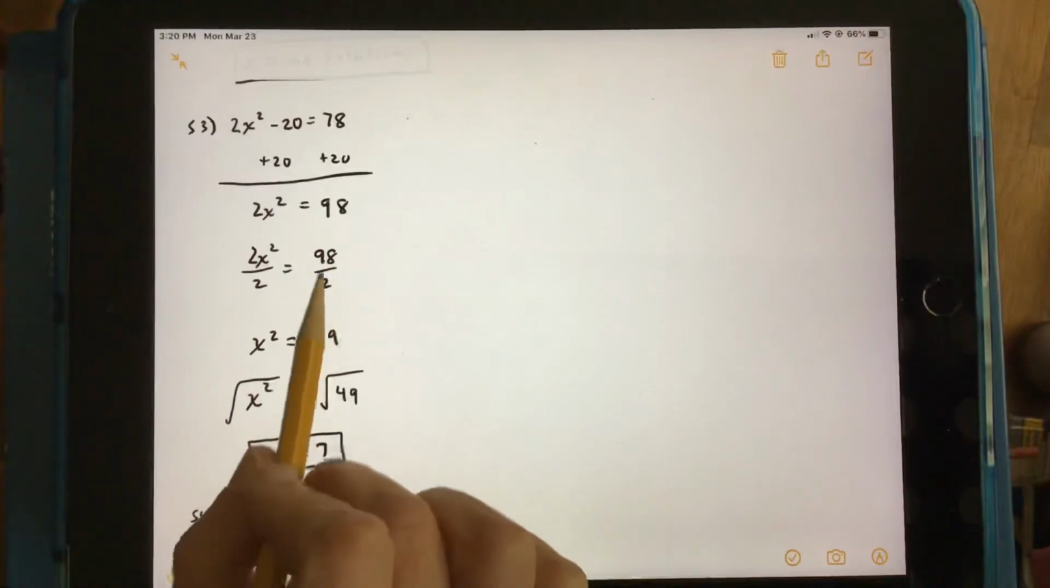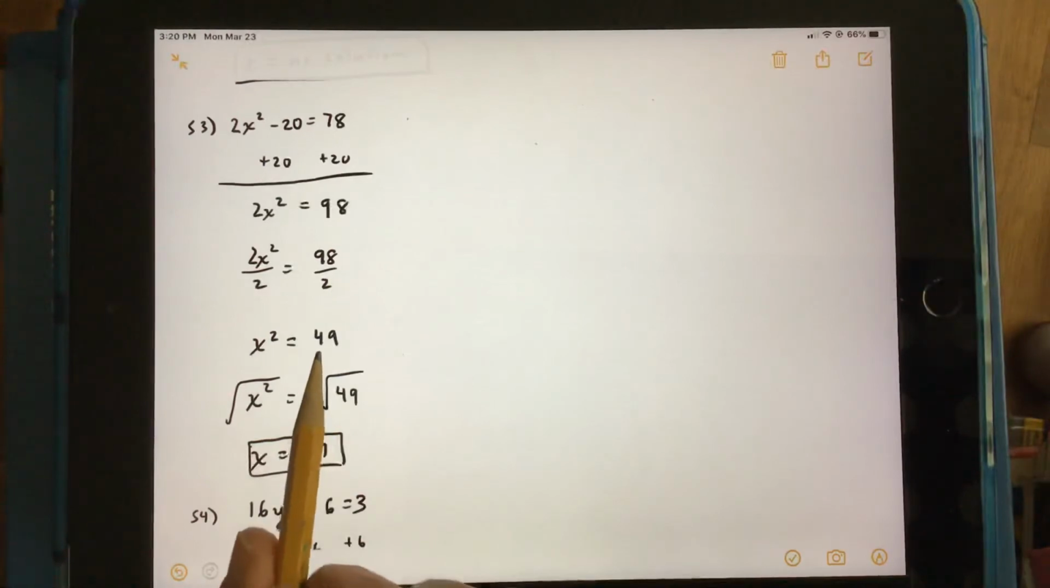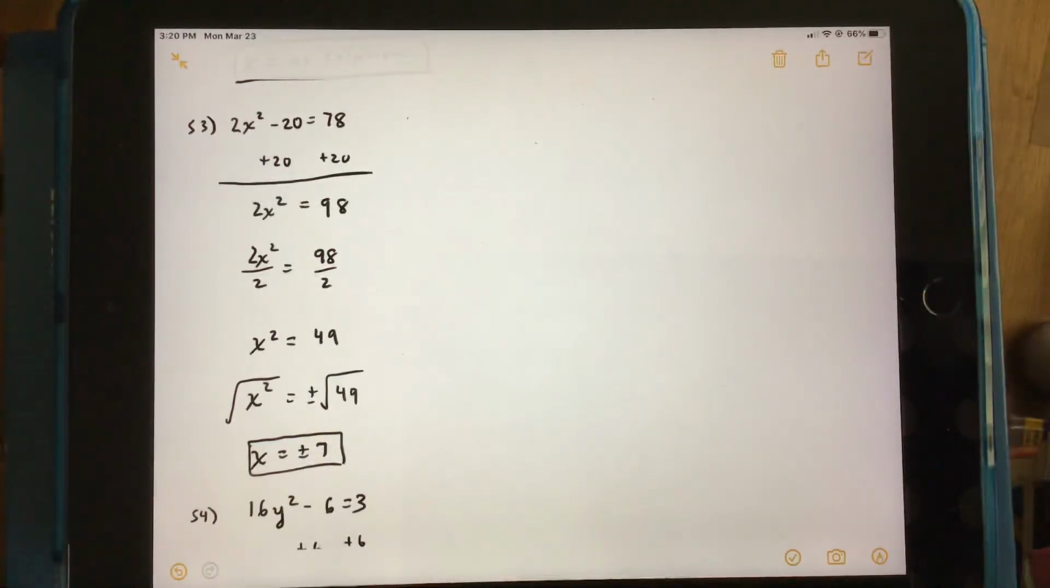I reasonably can work out 98 divided by 2 mentally. I know 100 divided by 2 is 50. Two numbers less than 100 is 98, so 98 divided by 2 must be 1 less than 50, giving me 49. Alternatively, you could work that in long division off to the side.